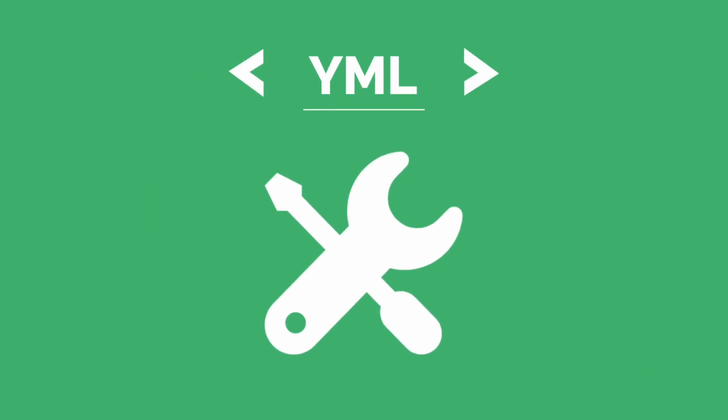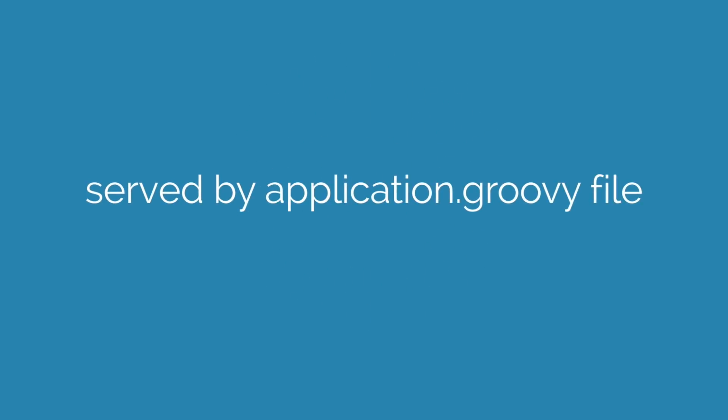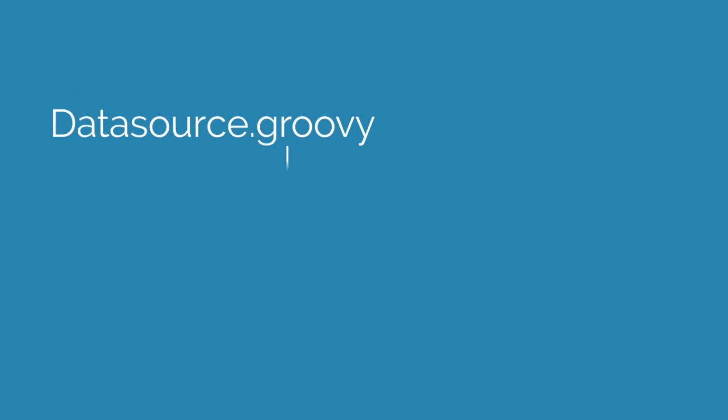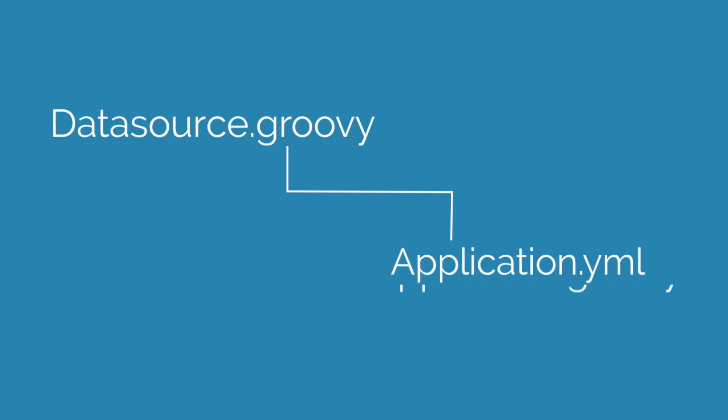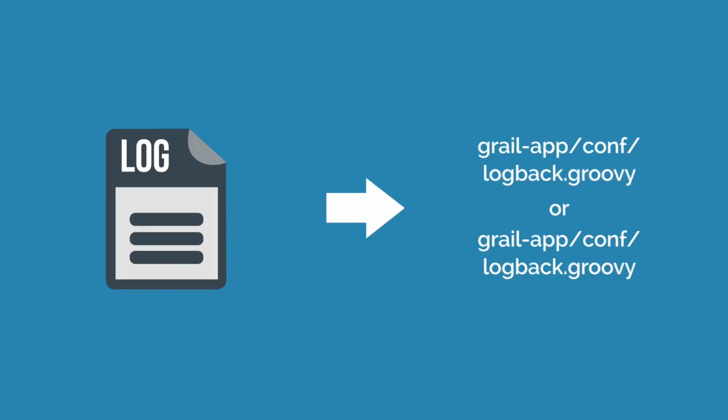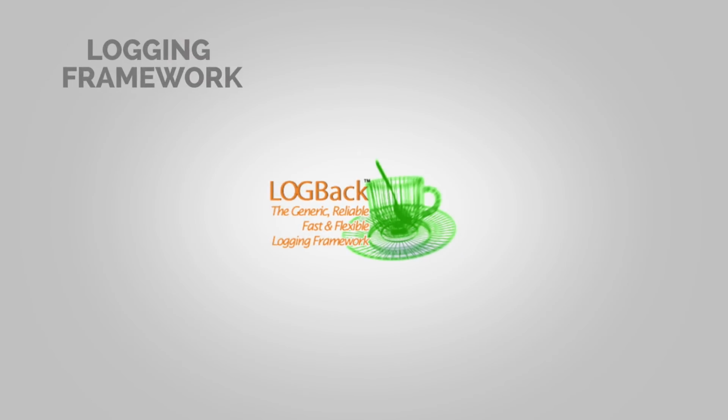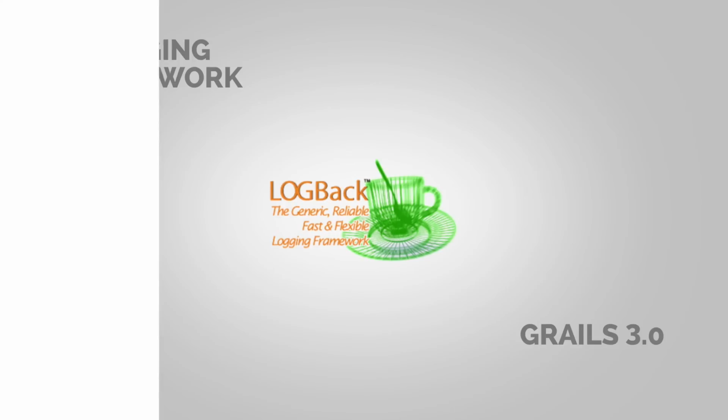Application.yml is the default configuration file. The purpose of config.groovy is served by the application.groovy file. DataSource.groovy is moved to application.yml or application.groovy. The logging configuration has been moved to either of these. Logback is the default logging framework used by Grails 3.0.